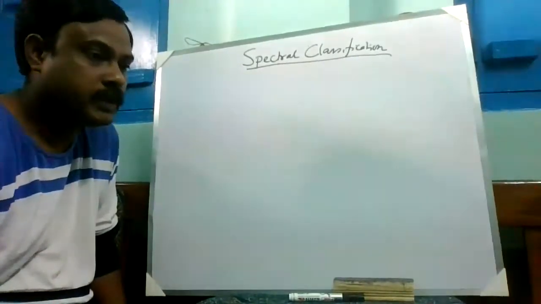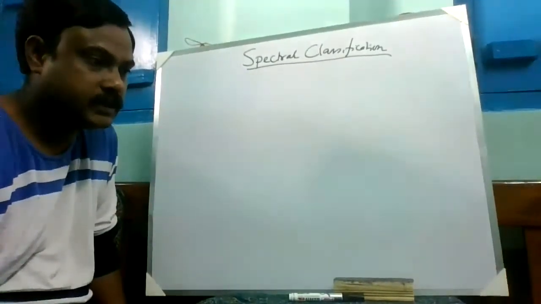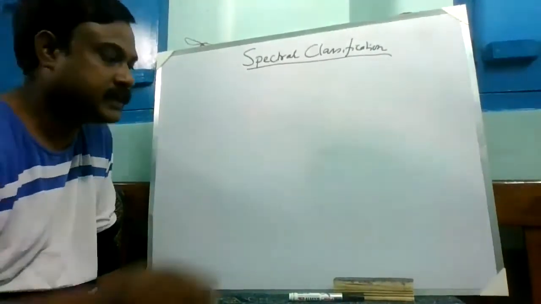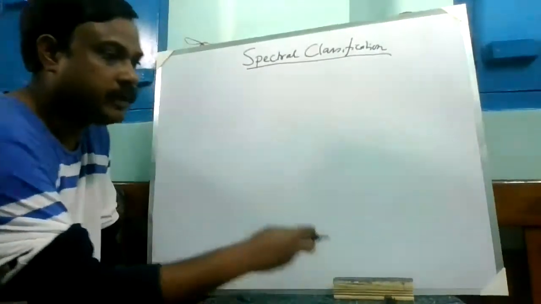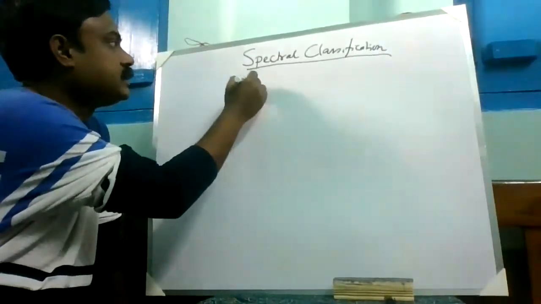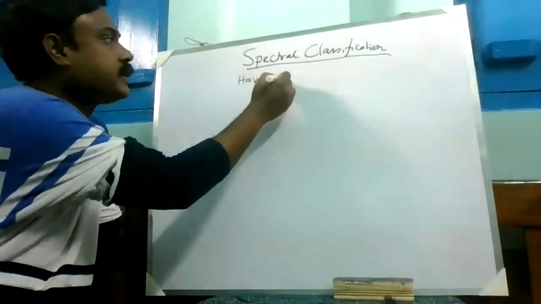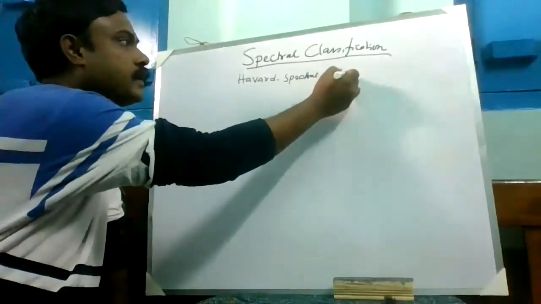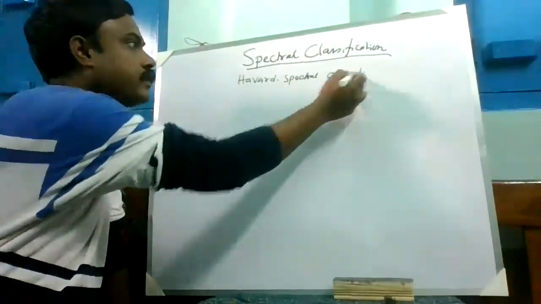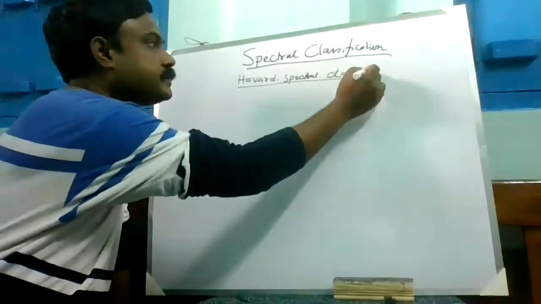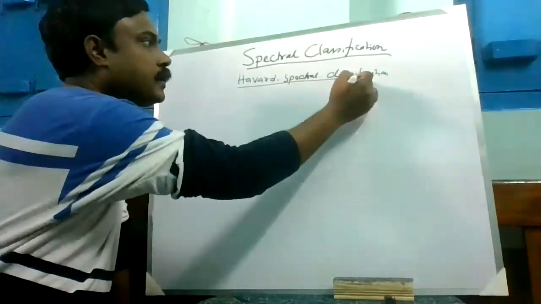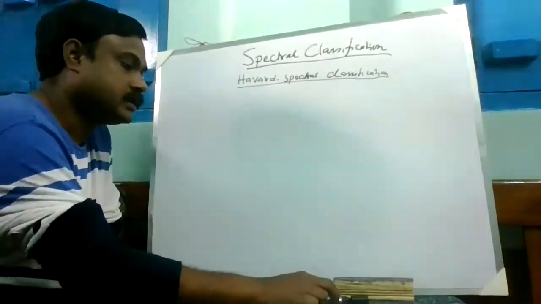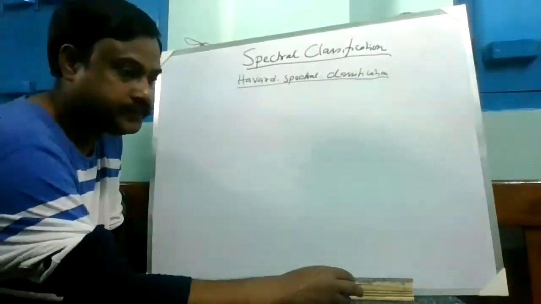So there are many spectral classifications, but the most widely used spectral classification is the Harvard spectral classification. We will use the Harvard spectral classification. You know the name that it is done at Harvard.